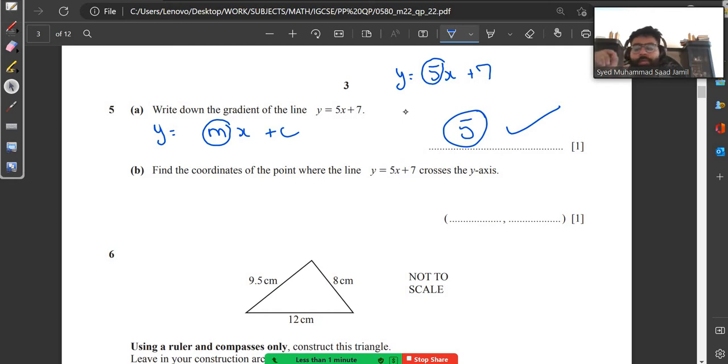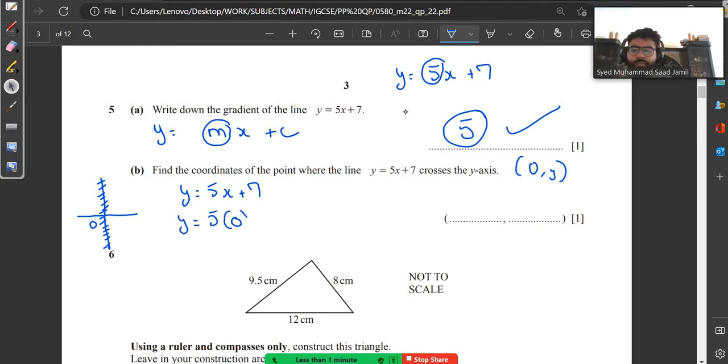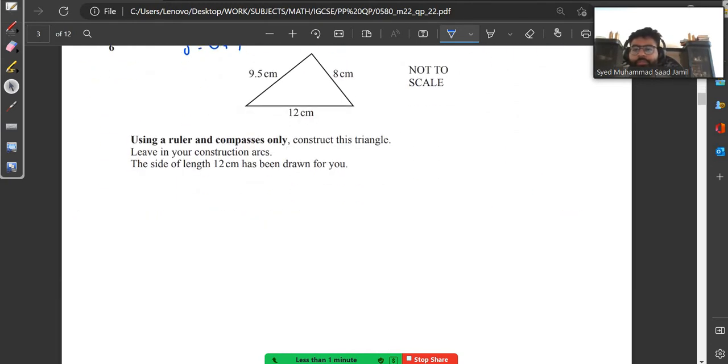Now part B, it says find the coordinates of the point where line y equals 5x plus 7 crosses the y-axis. Any point that crosses the y-axis, the coordinates are 0, y. Reason being, if I make a graph like this, this is the y-axis. All points of the x are 0. So you just write y equals 5x plus 7. Then you plug in the coordinates. We want to find the value of y, and we already know the value of x, which is 0. So y equals 0 plus 7. y equals 7. So the answer is 0, 7. Moving on to our next question.